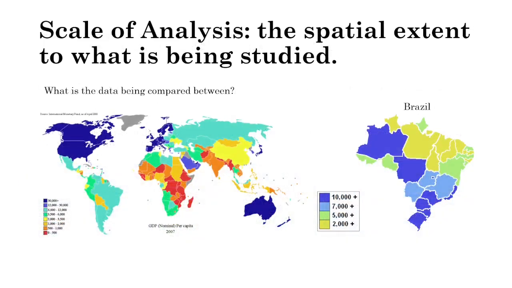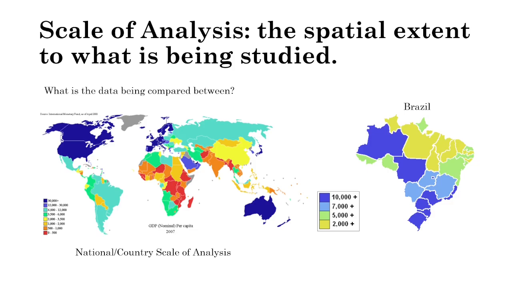What is scale of analysis? Scale of analysis is different than scale. Scale of analysis is essentially what is the data being compared between. It's the spatial extent to what is being studied. That's the fancy term here. So here we have a map of the world, a global scale, but it's not a global scale of analysis because the data is being compared between countries. So it's a country scale of analysis.